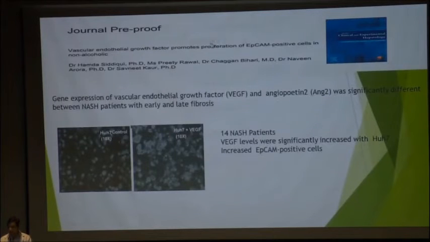So this was a paper from ILBS where about 14 patients with NASH were studied, and they were looking at ductal reaction. The salient feature of this was to identify markers for early fibrosis and late fibrosis. And it was detected that VEGF levels were significantly increased in patients with the HU7 factor, and they were also increased in the EpCAM positive cells. So this does show that the angiogenic mechanisms of liver fibrosis are one of the earlier markers of fibrosis, possibly leading to better detection and treatment for liver fibrosis.